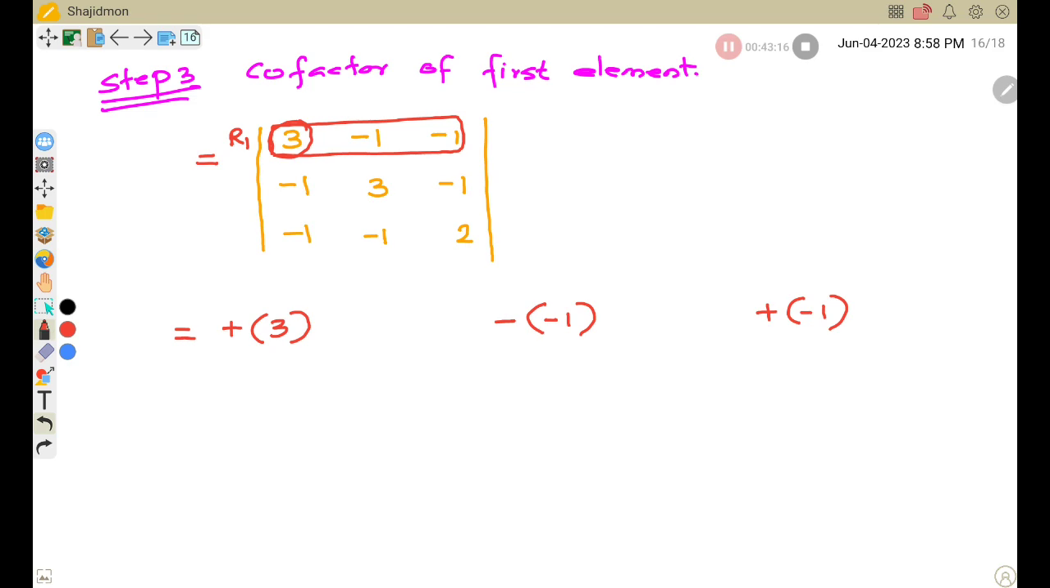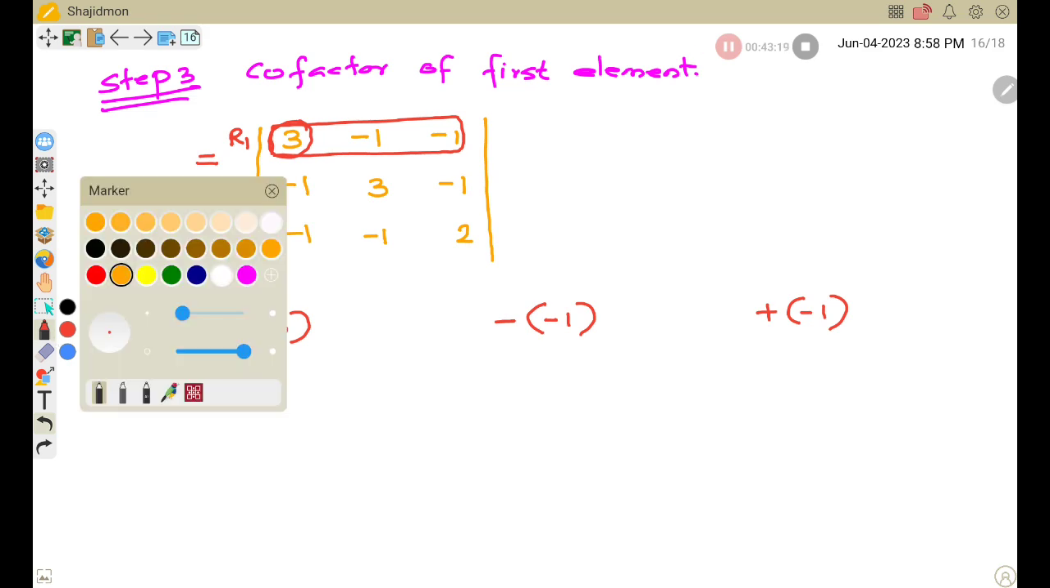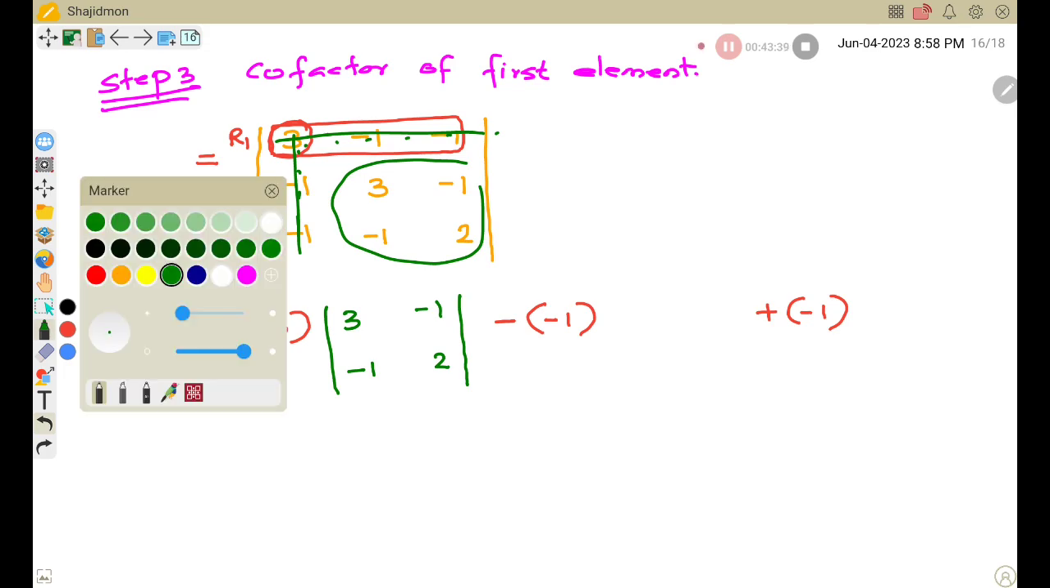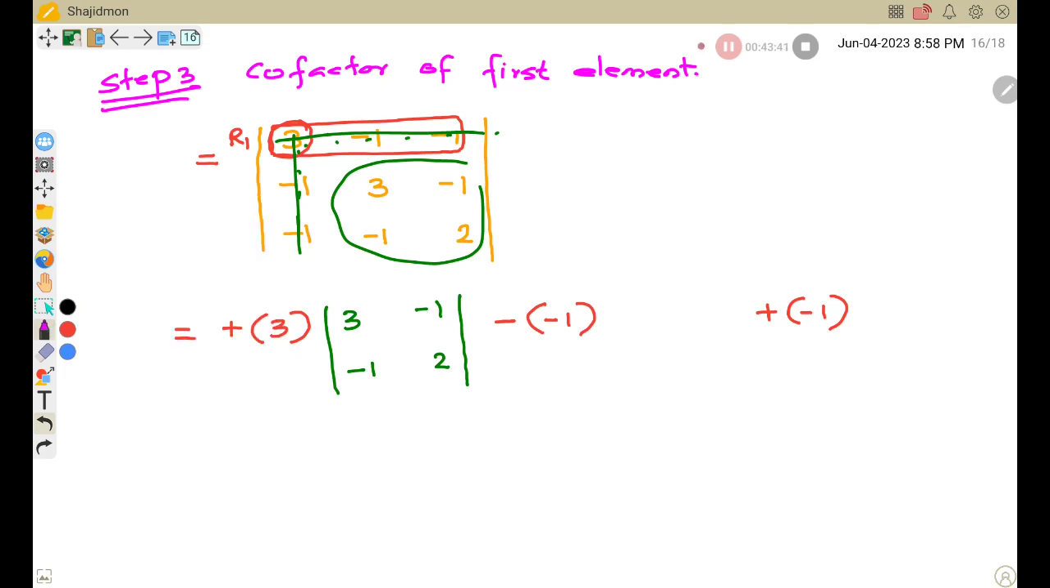Okay. Now, find the remaining part. The first element is 3. So, 3 number coming, row and column we are deleting. This row and this column we delete, remaining, that is determinant 3 minus 1 minus 1 and 2. Correct? Now, the second element is minus 1. So, minus 1 number coming, row delete, column delete. So, what are the remaining elements? Minus 1, minus 1, minus 1 and 2, correct? So, we can write determinant minus 1, minus 1, minus 1 and 2.